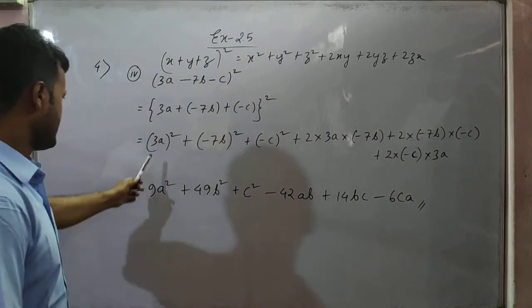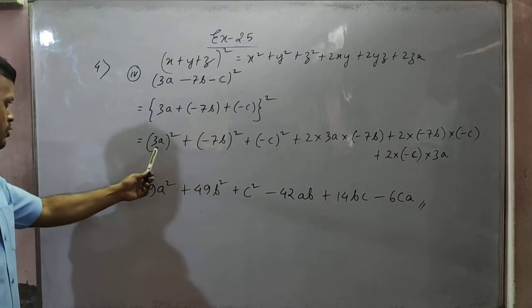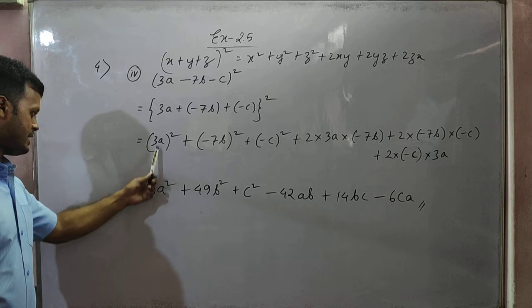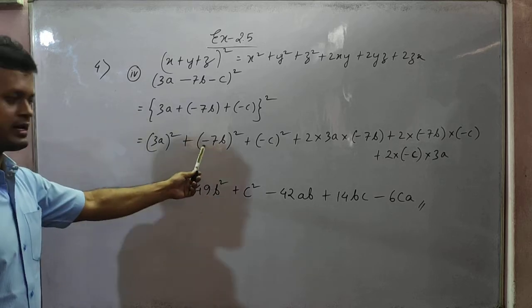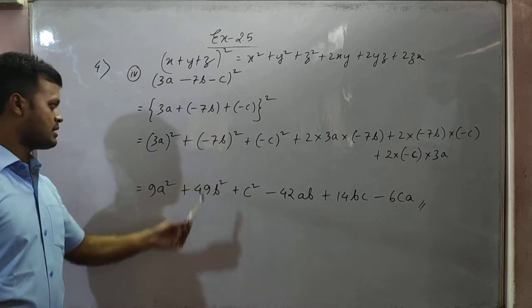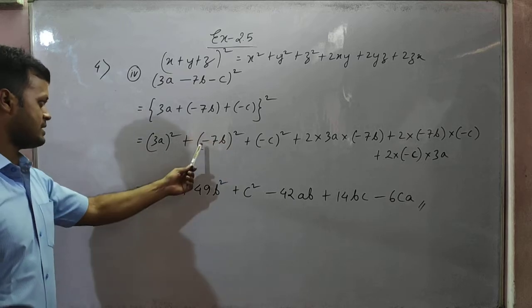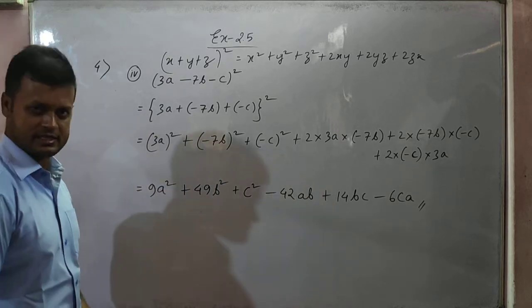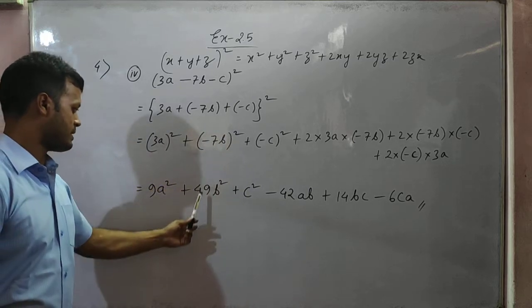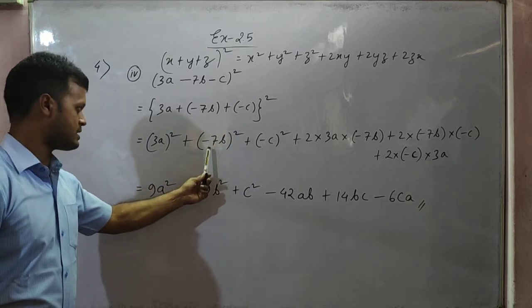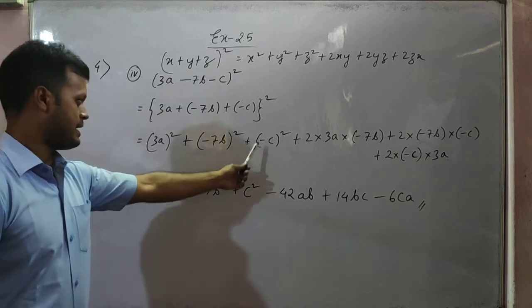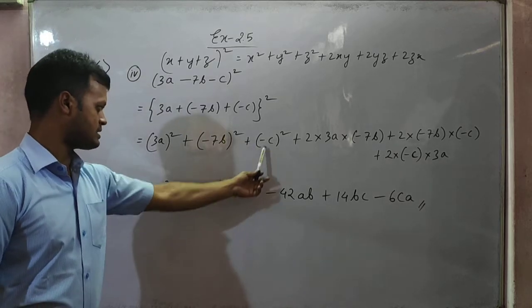Okay? So 3a whole square, friends, 3a whole square will become 3 square is how much? 3 square is 9a square minus 7 whole square. 7 square will become how much, friends? Minus sign is there inside the bracket. If minus sign is there, if you square it, it will become plus, isn't it? So 7 square means 7 into 7, 49d square, minus c whole square. Minus sign is there, if you square it, it will become plus c square.